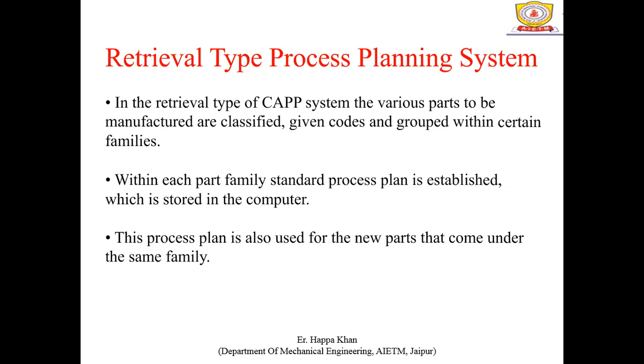Once the process plans are generated and stored inside the computer for the different part families, after that you receive a new part, then you have to compare this part with the existing part family. Okay. And then once that code is decided, that code is entered inside the computer and you will get a ready-made process plan from the computer. That is known as retrieval type process planning.